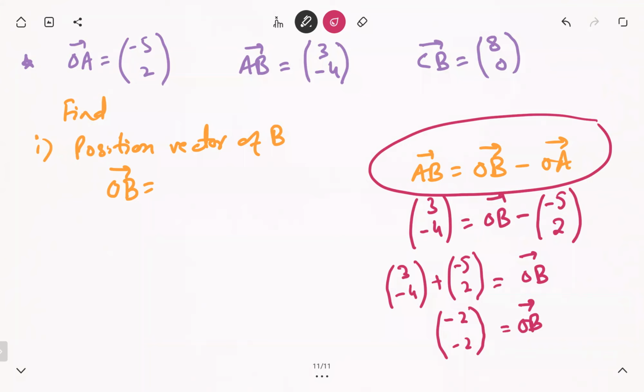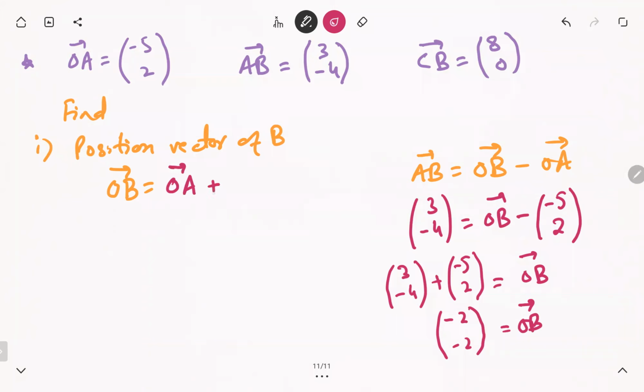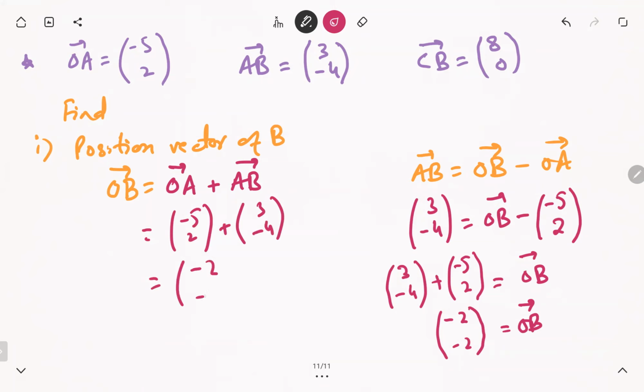Yes, Rayaan Mir, you are right: OA plus OB. See, we have to find OB, so we should start from O. From O we can go to A, and further A to B, so we will reach finally at B. So OA plus AB, basically it is the same thing. OA is given in the statement of the question, -5, 2. AB is also given, 3, -4. So -5 plus 3 is -2 and 2 minus 4 is also -2. So you made the path: you started at O and ended at B. So both methods can be used, both are correct.